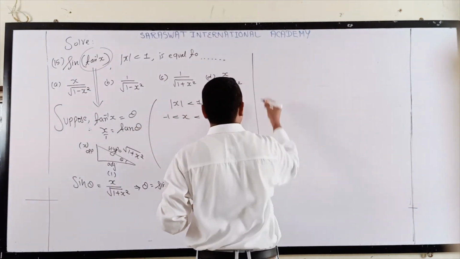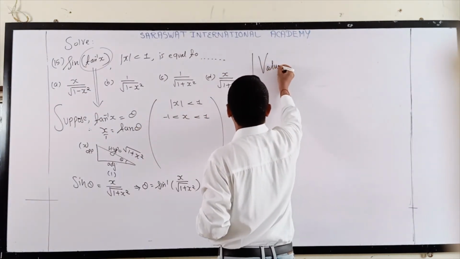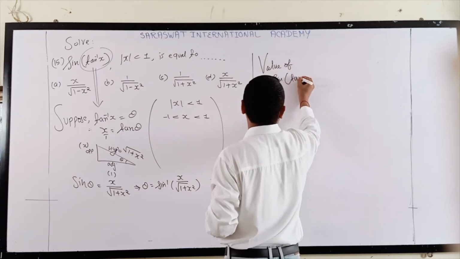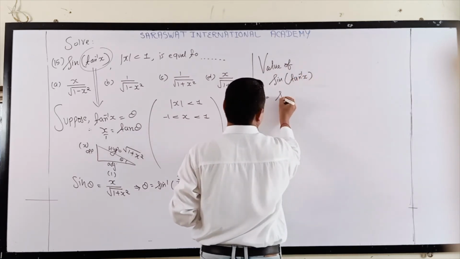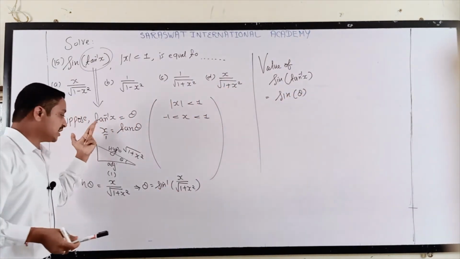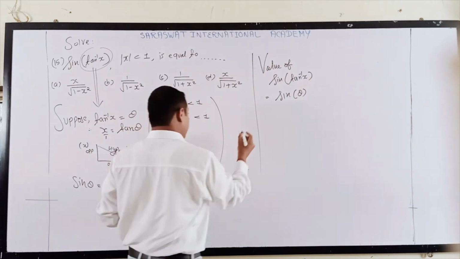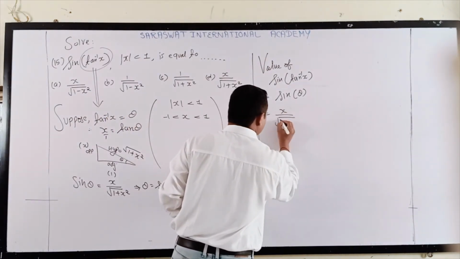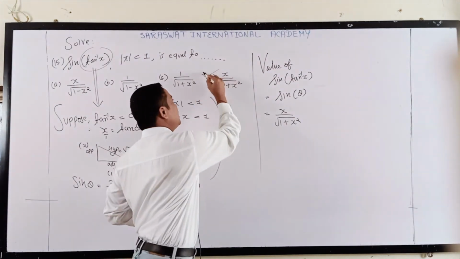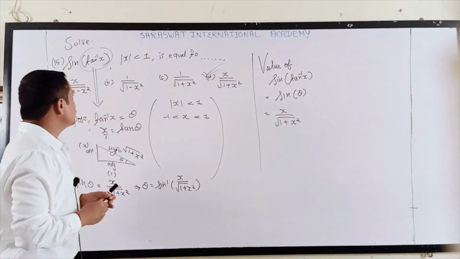So finally, students, my value for the question, sine of tan inverse x, is sine of theta, where I assumed theta as tan inverse x. What is sine theta? x by under root 1 plus x square. And this option is the answer.